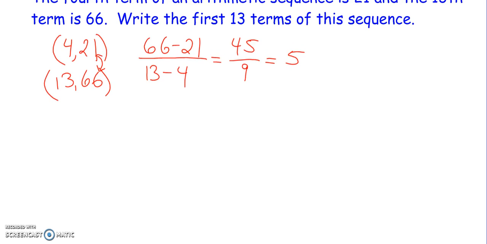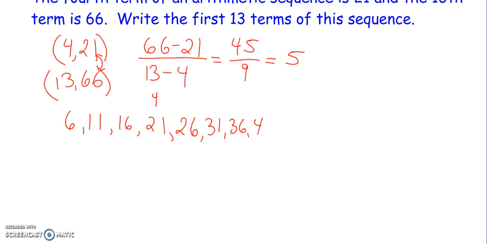So if I know that the fourth term is 21, then I know before it was 16, 11, and 6. And if I needed to go beyond, 26, 31, 36, 41, 46, 51, 56, 61, 66, that's going to be my 13th term, and that's why I needed to write the first 13 terms.